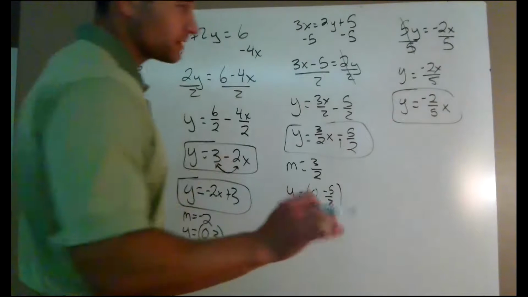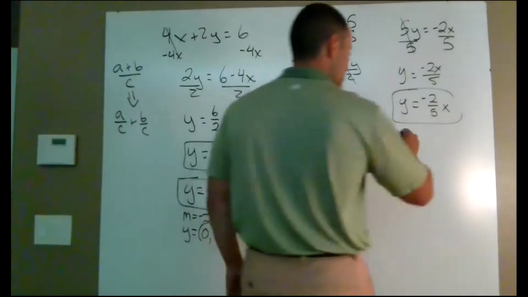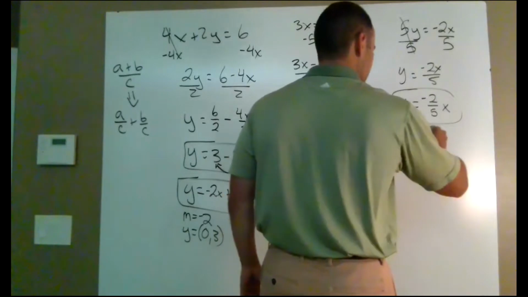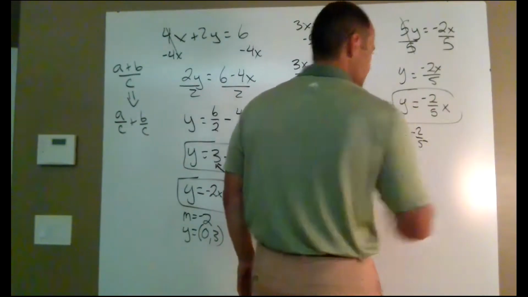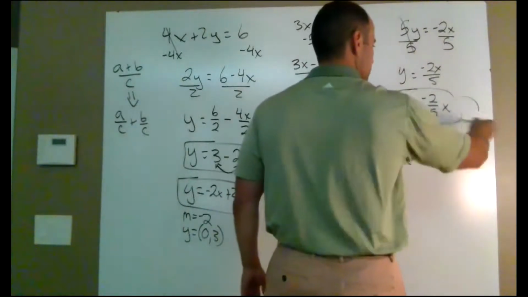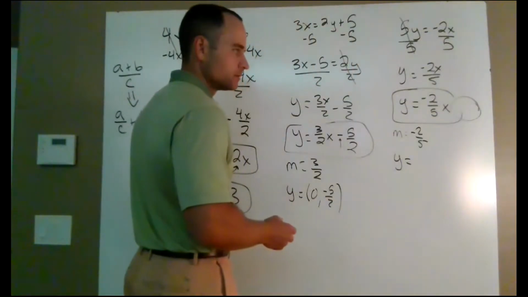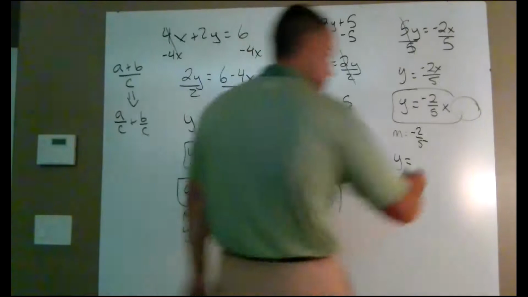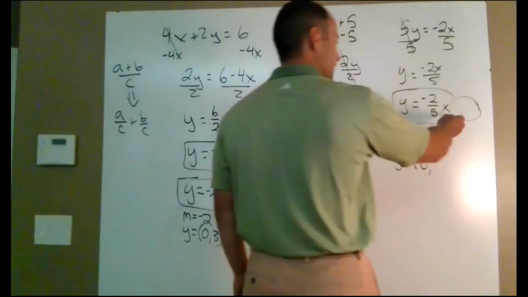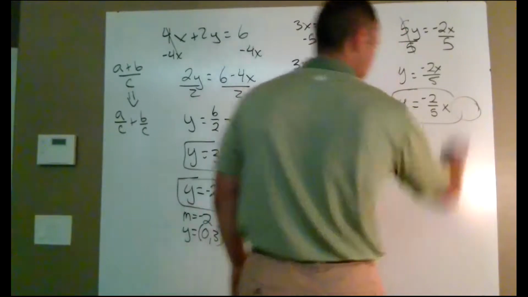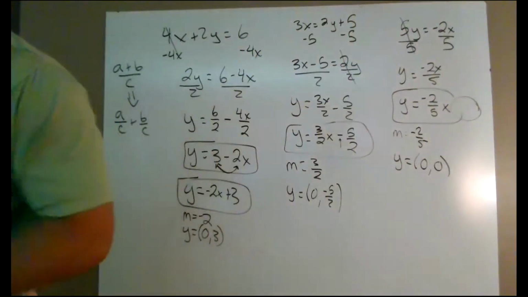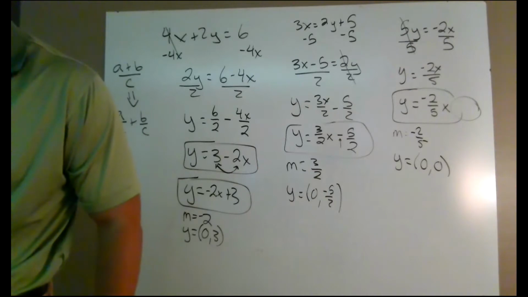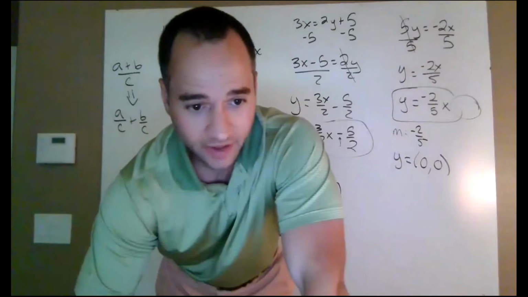Last one, only a little bit tricky, but it's not really that tricky. m is equal to negative 2/5. My y-intercept, there's no term over here, and that's because we don't write 0 when it's just a 0. So when x is equal to 0, if I let x equal 0 here, y will also be equal to 0. So my y-intercept is (0, 0). So that's how we write things in slope-intercept form.